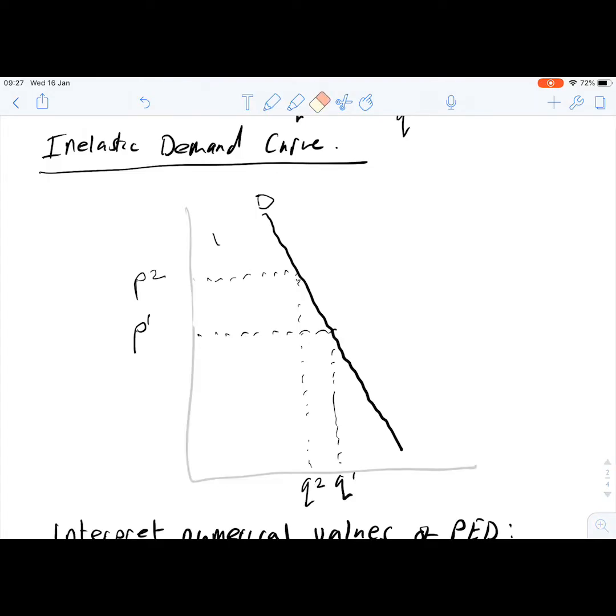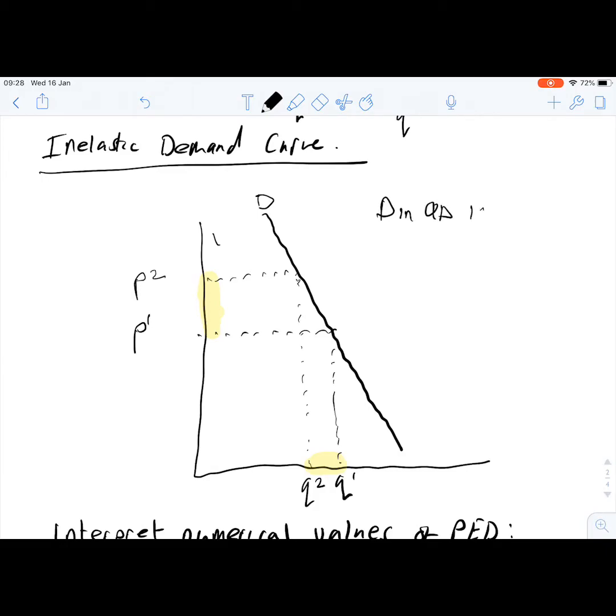Here's the change in price. Look at how unresponsive the change in quantity demanded is. Okay, so the change in price is actually greater. So the change in quantity demanded is less than the change in price. Therefore, the PED is inelastic. The PED is inelastic.